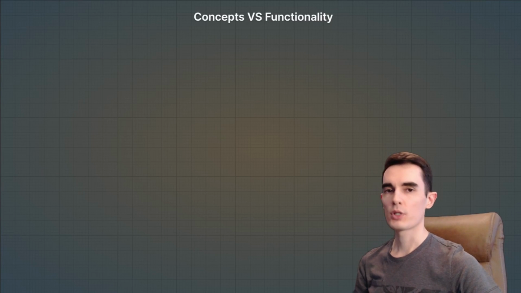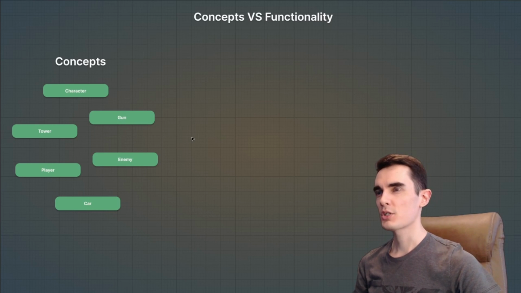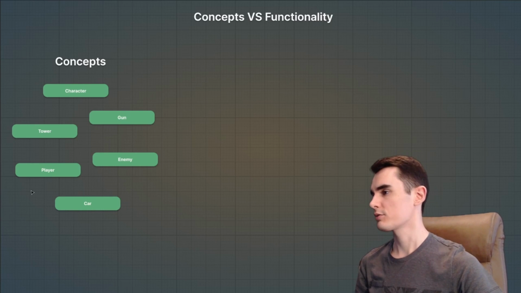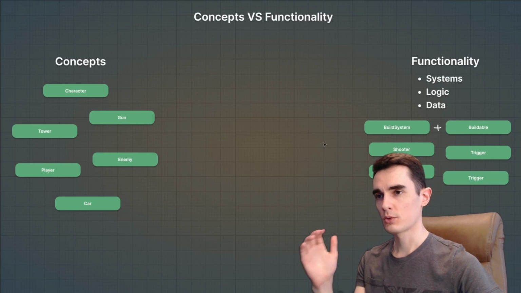Now let's try to figure out what we actually did wrong and why we did it. I would say that it is because we thought about things in the code at a level that is too high. We basically were thinking about things in terms of concepts. When it comes to code, things like tower, character, player, enemy, gun, car, those things are basically just high-level concepts that don't make much sense for the code. They're just not a useful and productive way to think about it. So instead, I suggest that we think about things in terms of functionality. And it means in terms of systems, logic, and data. And when we do it, we start to go from high level to low level.